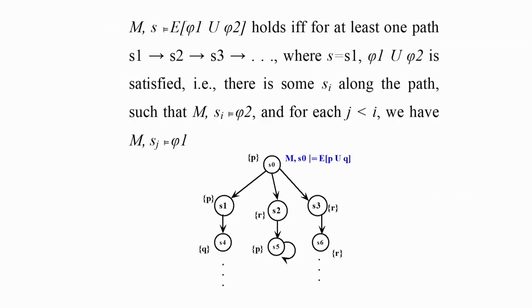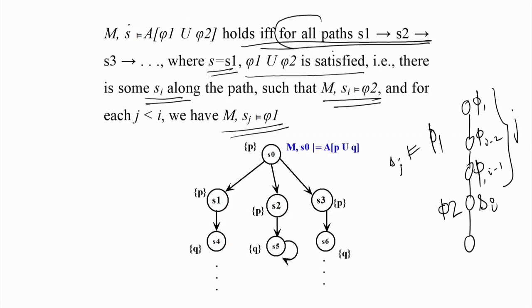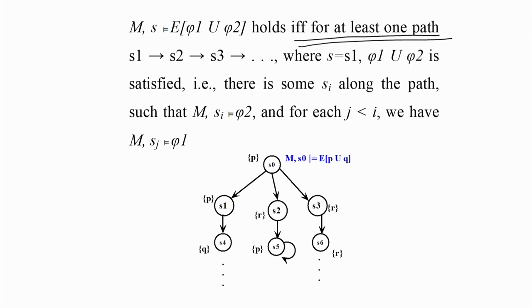So, similarly, we can define E phi 1 until phi 2. The notion is the same. In a similar way we can define the formal semantics of this particular operator. The only difference is that in the case of A we are looking at all paths, but in E we are looking for at least one path where phi 1 until phi 2 is satisfied. And what does it mean? We are going to get some state S i where phi 2 is true, and for all its previous states, j less than i, M, S j models phi 1.